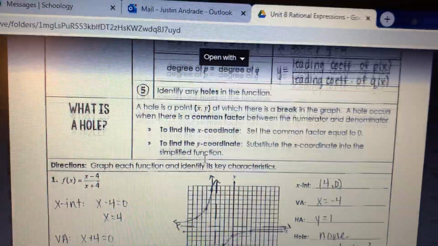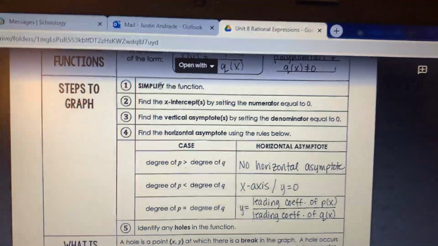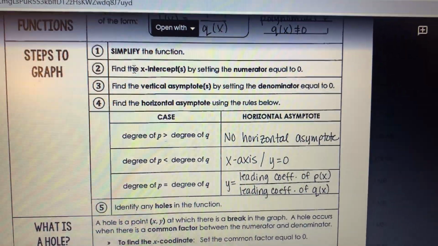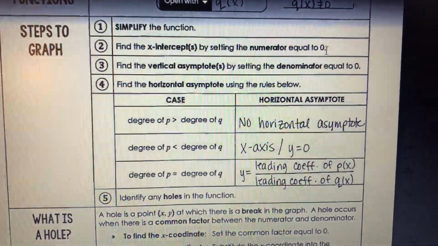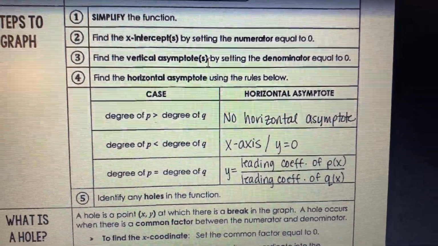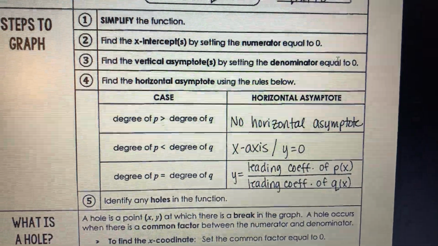So let me go back to the top and just recap with you. First, you want to simplify. Then you want to find the x-intercept by setting the numerator equal to 0. Then you want to find vertical asymptotes by setting the denominator equal to 0.